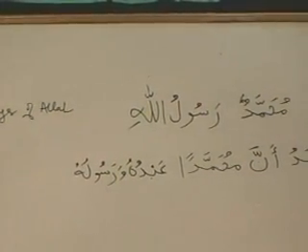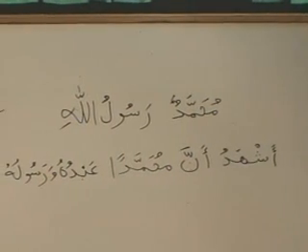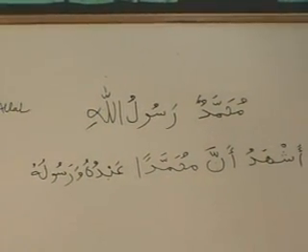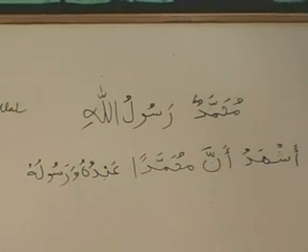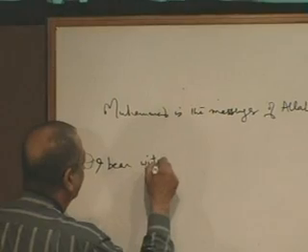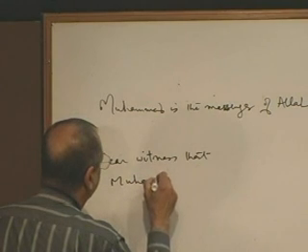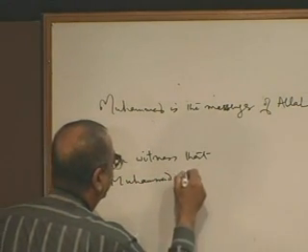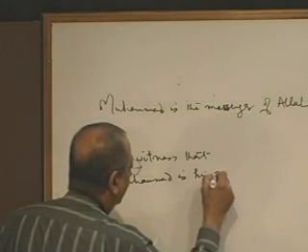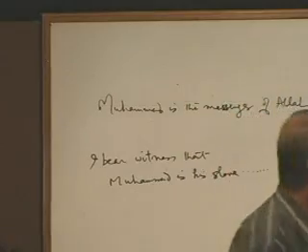we say every day in our salah. What do we say? Ashhadu anna Muhammadan. Brother, why Muhammadan? Before you wrote Muhammadun, now you are writing Muhammadan. Okay. What will be the English? I bear witness that Muhammad is his slave, brother, and his messenger. Dot, dot, dot.